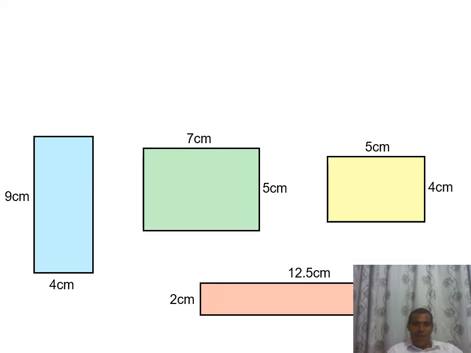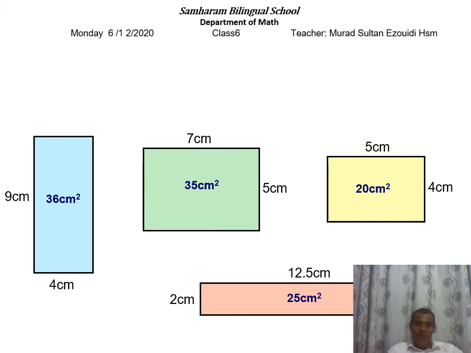Now for example here, 9 is the length, width is 4. The area is 9 multiplied by 4 gives 36. Here 7 is the length, 5 is the width. 5 multiplied by 7 gives 35 centimeters squared. This is 5 as length, and width is 4 centimeter. So 5 by 4 is 20 centimeter squared, and here 12.5 multiplied by 2 gives 25 centimeter squared.